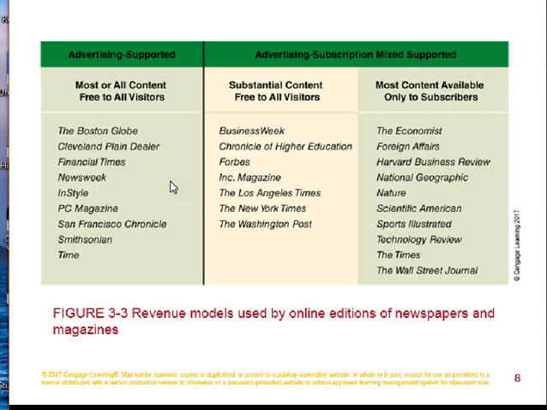Revenue models used by online editions of newspapers and magazines. Advertising supported: almost all of the content is free to all visitors. And then you have the advertising-subscription mixed revenue model. Substantial content is free to all visitors, but most content is available only to subscribers in certain of these sites. So some sites offer a substantial amount of content free, and on other sites the substantial amount of content is only available to subscribers.